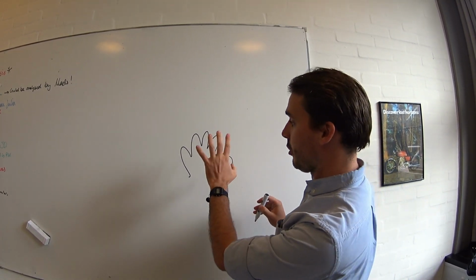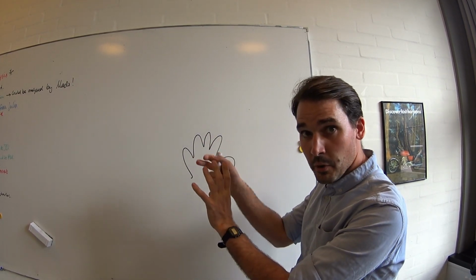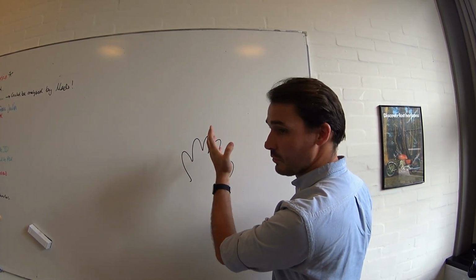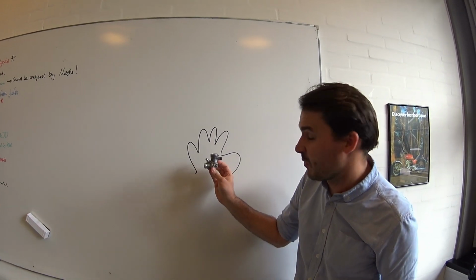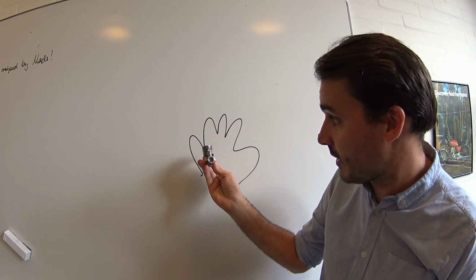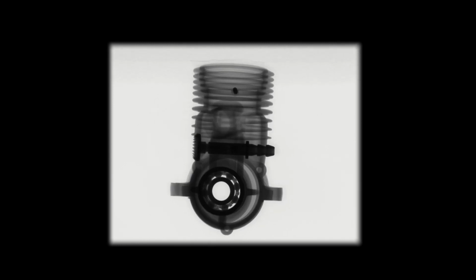So if you actually want to know how your hands are aligned and where all the bones are inside it, you really have to do it from several different angles. And so what we're going to be doing is taking about 1,500 different X-ray images of our engine at different angles like this, and then we put it through a big computer program which then combines them into a 3D model.